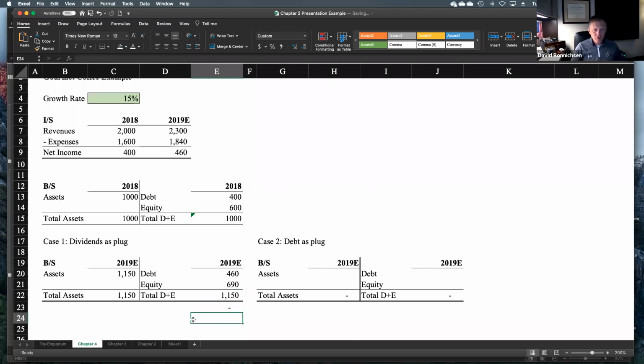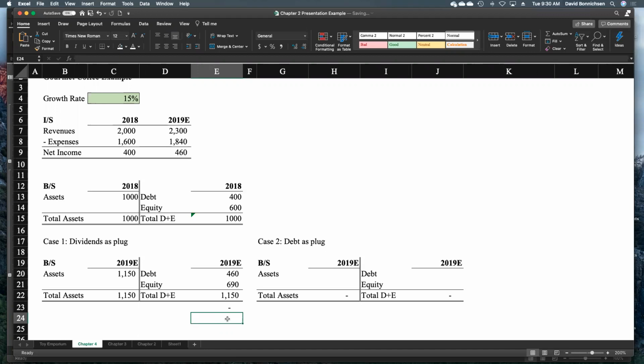Now, this is where I'm going to test your brain. If we know that equity is comprised of retained earnings, then between 2018 and 2019, what should our projected addition to retained earnings be? Would it be 690? It would not be 690.